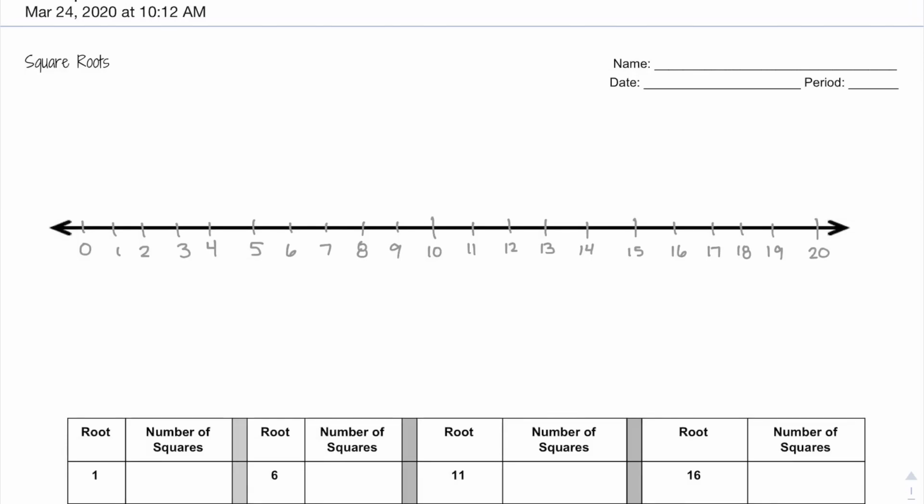Hi, Math A, Miss Stavros here. First of all, I want to say that it is completely different for me teaching from my iPad like this. I would so much rather be in class with you.